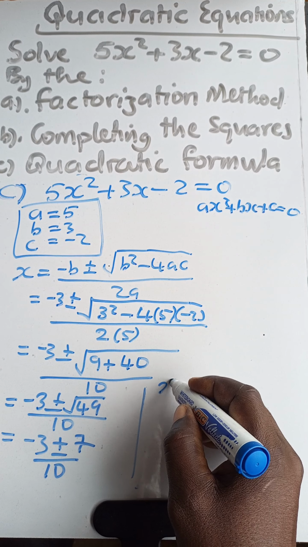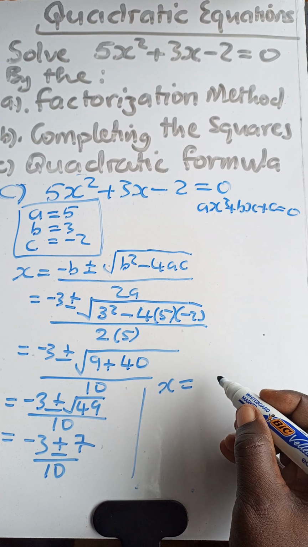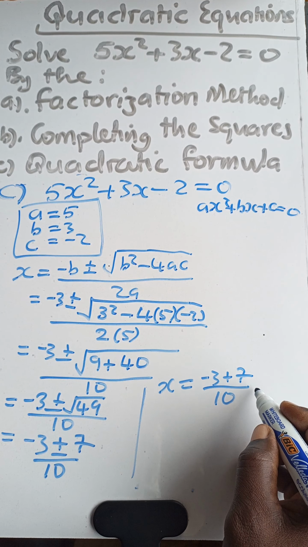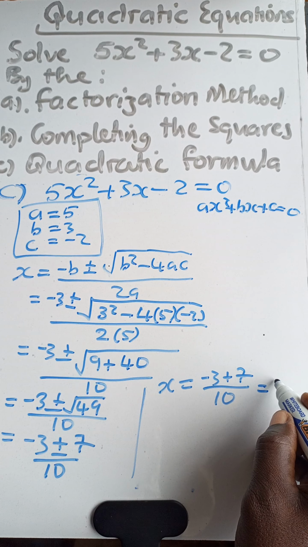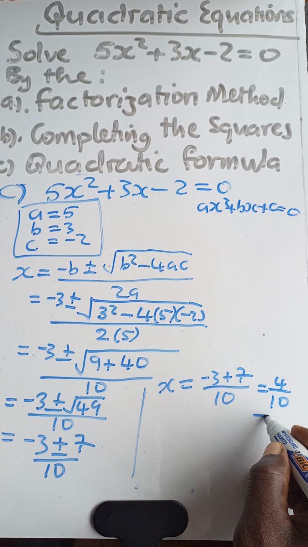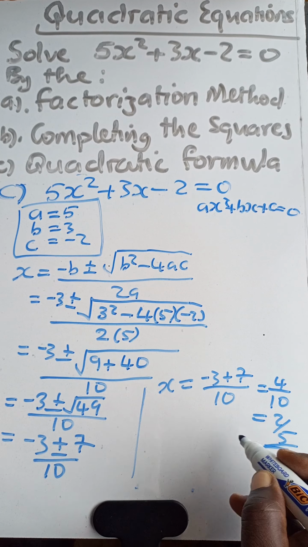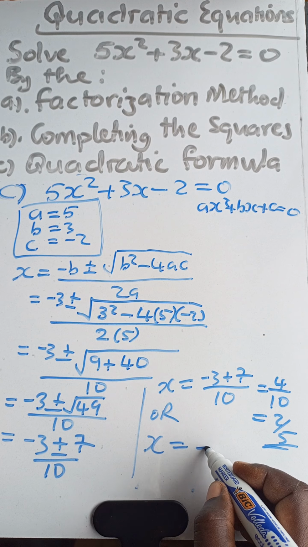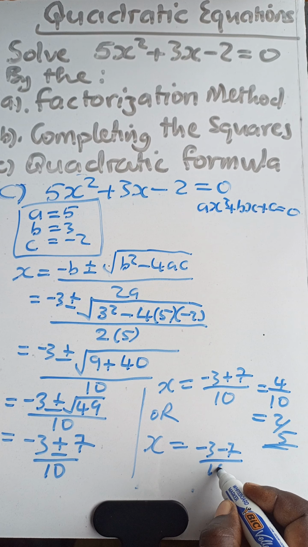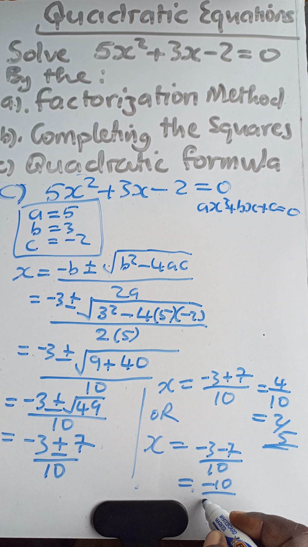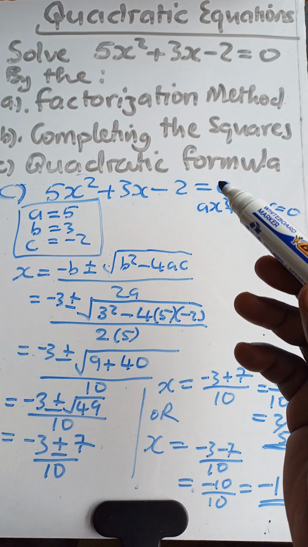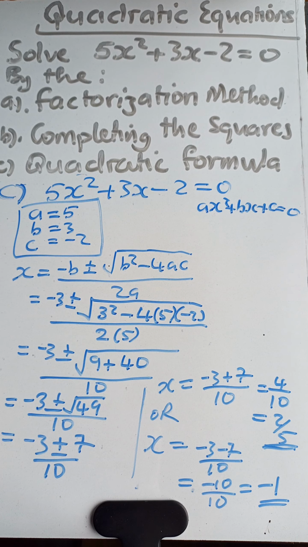So finally we have x equals, we take the plus, negative 3 plus 7 all over 10, which gives us 4 all over 10, which is 2 all over 5, or x equals, we now take the minus, negative 3 minus 7 all over 10, which is negative 10 all over 10, which is negative 1. All right, again, we obtain the same answers as with the previous two methods.